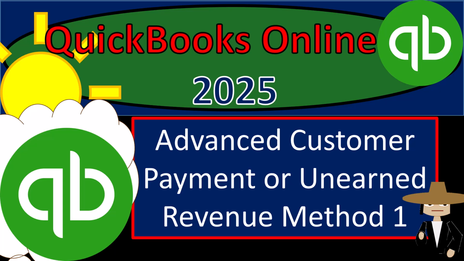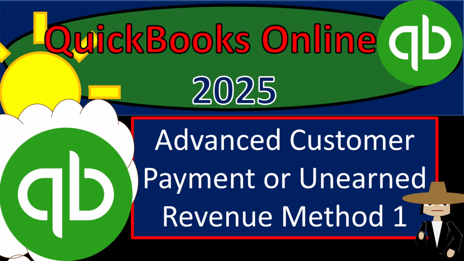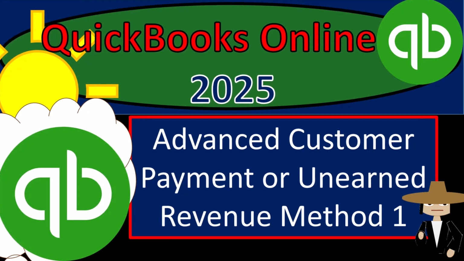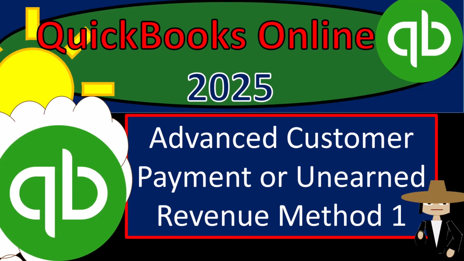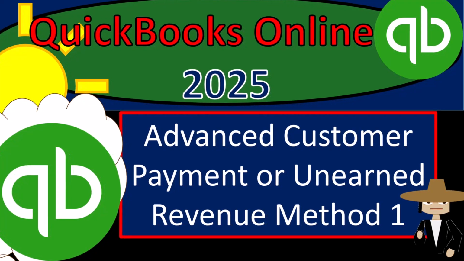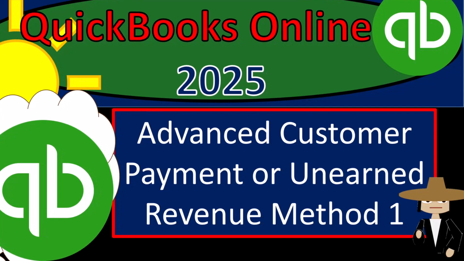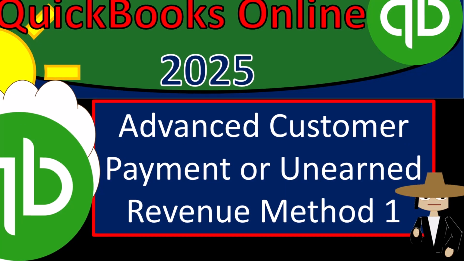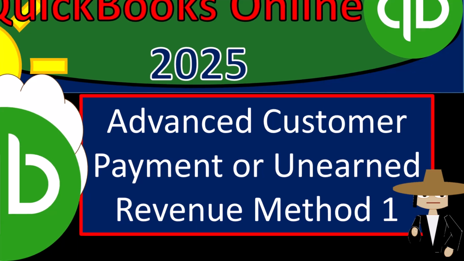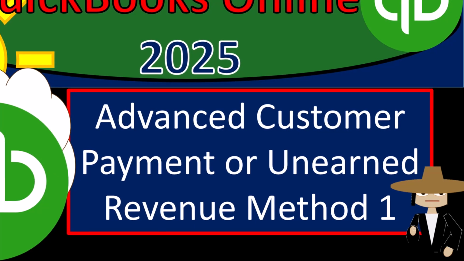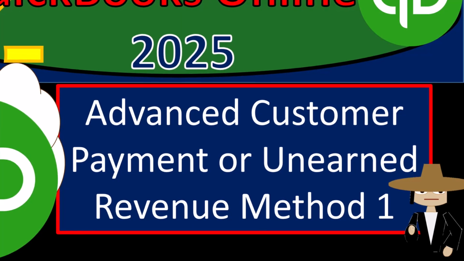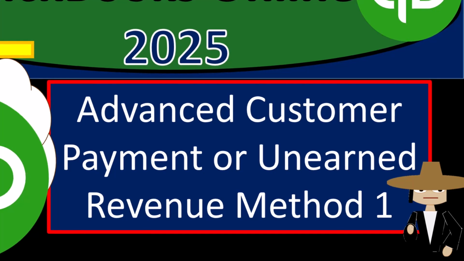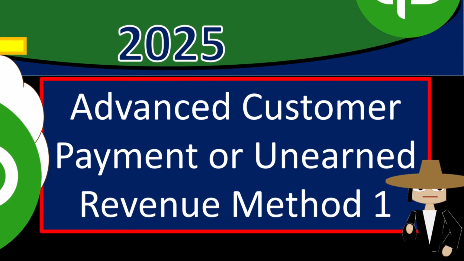QuickBooks Online 2025, recording an advanced customer payment for when we get paid by a customer before providing any goods and/or services. In our case, that being the inventory items here. The advanced payment from customers could also be classified as unearned revenue. This is going to be method number 1 for recording the advanced customer payment or unearned revenue.